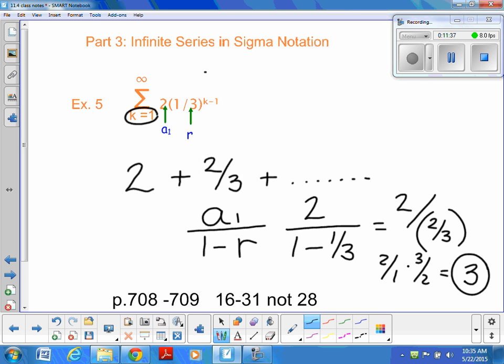Problems 16 through 31, not 28. You don't even do the sum. The first part, they only want you to figure out if it's a C or a D. That's all they're asking you to do in the first part. So you don't have to write converging or diverging. You can just write C and D.